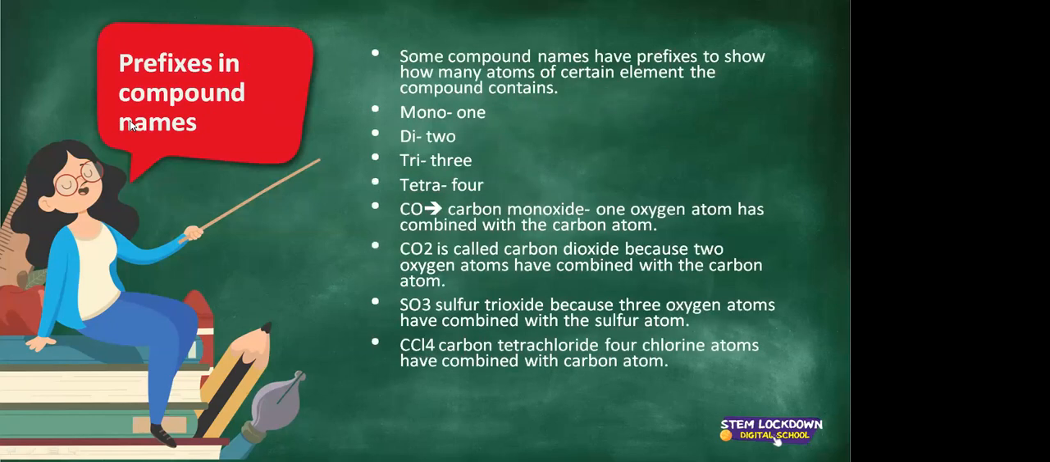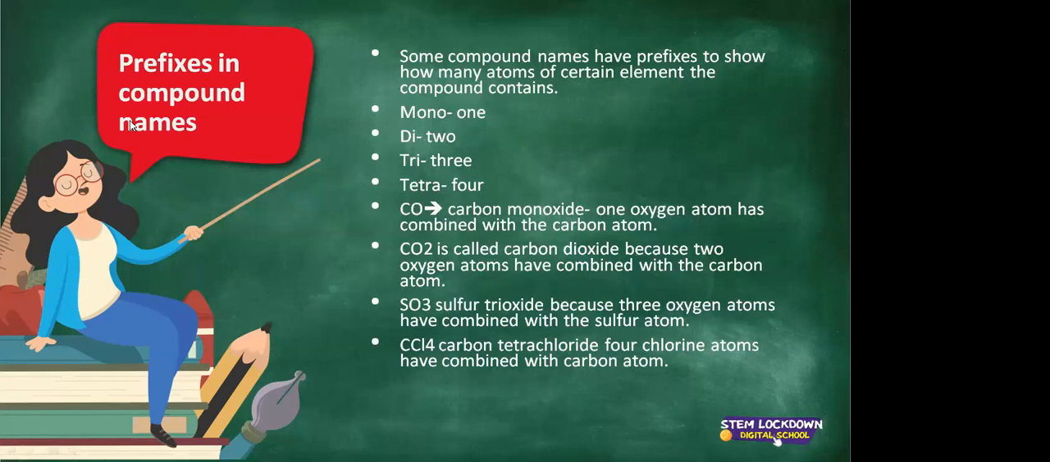Some compound names have prefixes. The prefix is the first part of the word. Those who are doing English, I hope everyone is doing English. Some compounds have prefixes to show how many atoms of a certain element the compound contains. We've got mono, which means 1. Di means 2. Tri means 3. Tetra means 4. So you've got CO, which is carbon monoxide.